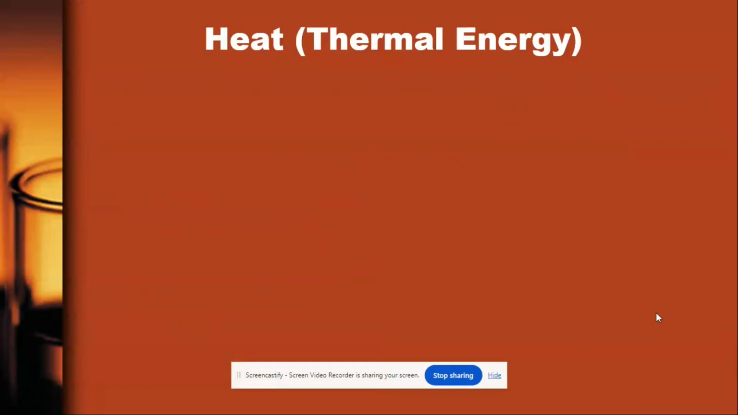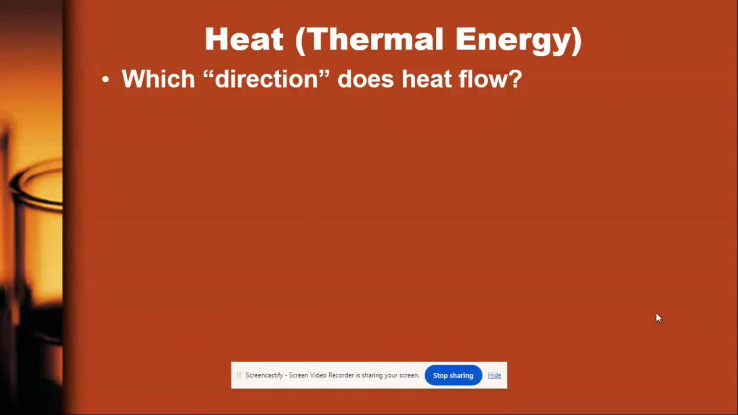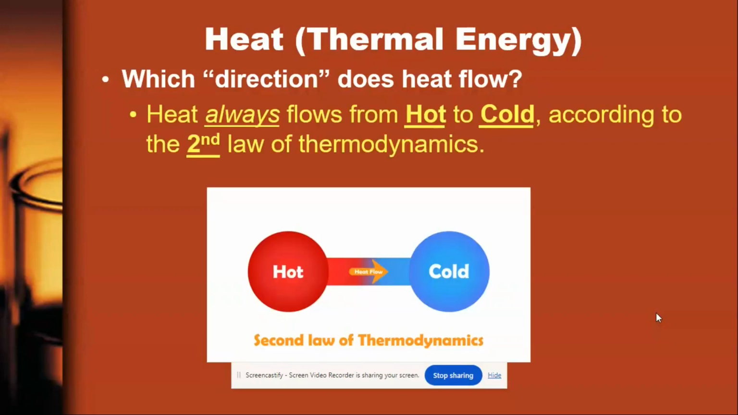So we said that heat transfers between objects of different temperatures. Well, the question is, which direction does that heat flow? And I use the word direction in quotation marks because we're not talking about up, down, left, and right in this case. What we need to know is that heat always flows or transfers from hot to cold, from the warmer object to the colder object, never the other way around. And never can you put a hot and cold object together and not have heat transfer from hot to cold.